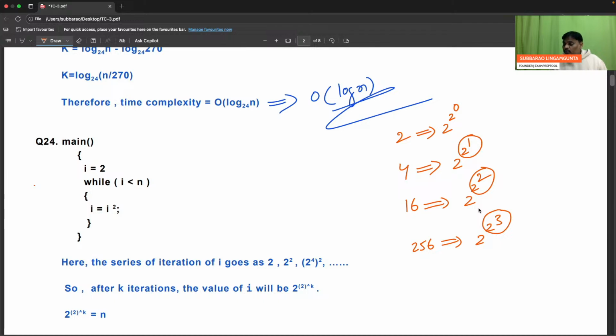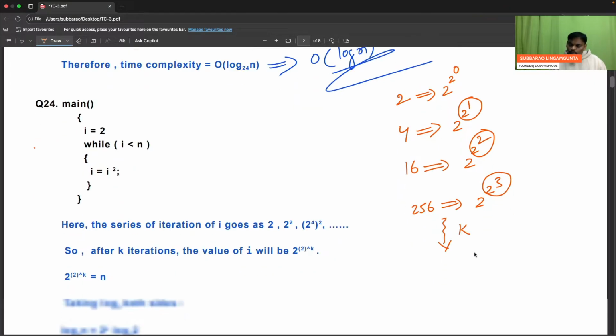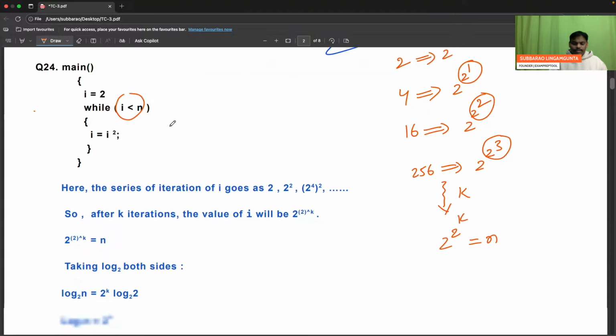If I do 3 times, it is 2 power 3. If I do 2 times, 2 power 2. If I do k times, this became 2 power k. Finally, after increasing so many times, this becomes n. Equal to n, you can stop it.